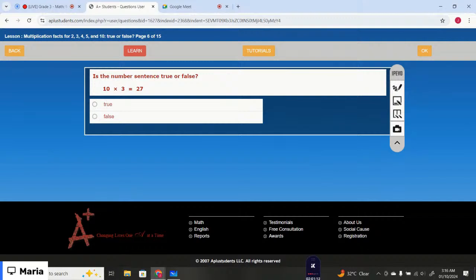Is the number sentence true or false? 10 times 3 equals 27. Which is the correct option? False it is, right? 10 times 3 is 30 and 30 is not equal to 27. So false it is. Option number 2 is the correct option. The correct option is false.